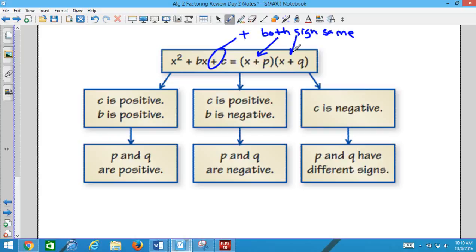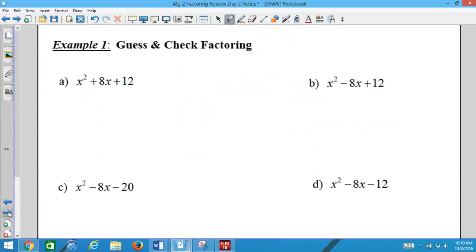And then if that last one is a negative, then the two signs are different, one of each. So if the last term is plus, we've got the same sign in both parentheses. If the last sign is negative, we have 1 plus and 1 minus sign. And you have to figure out what's what. And the more you do it, the more it'll make sense, and you'll be able to remember it.